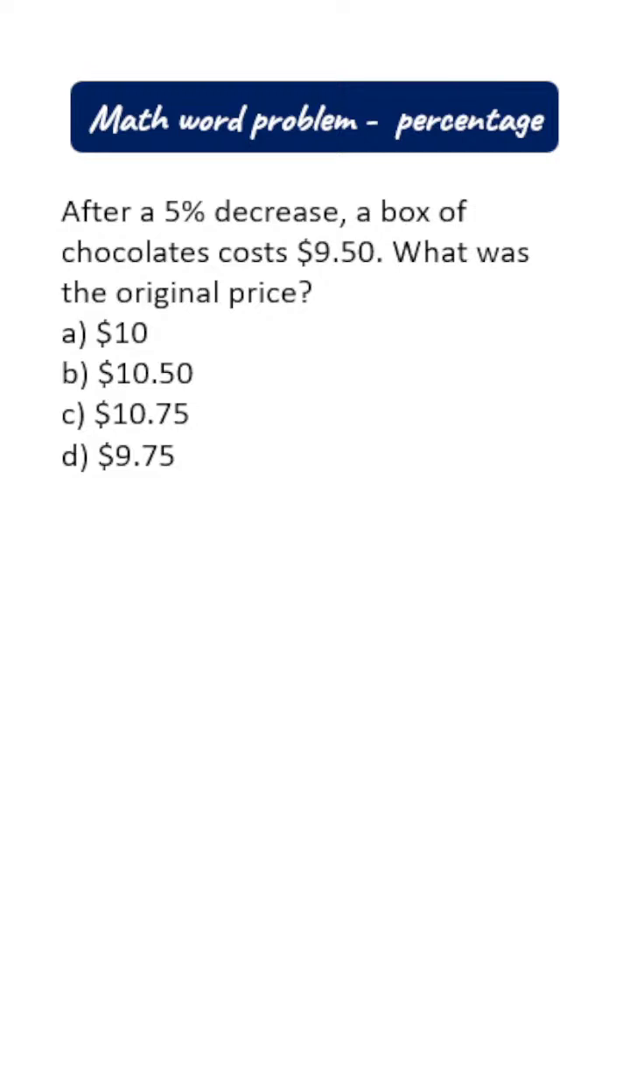After a 5% decrease, a box of chocolates costs $9.50. What is the original price? So this is actually kind of straightforward. You have a 5% decrease. So it means that this $9.50 is what? It is 95%. So if $9.50 is 95%, 100% is going to be 10.